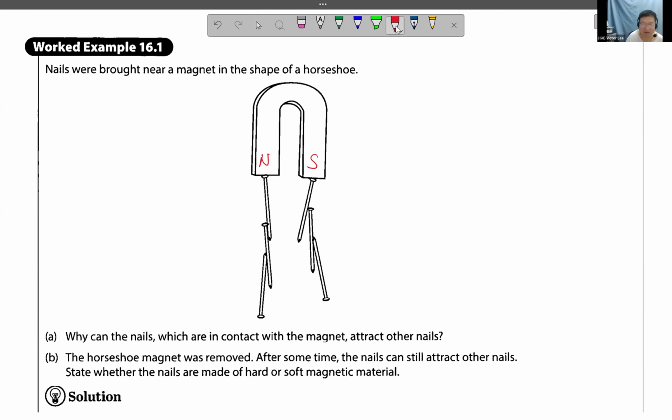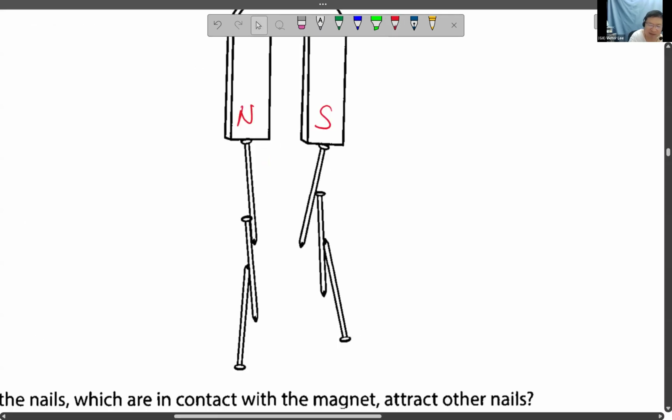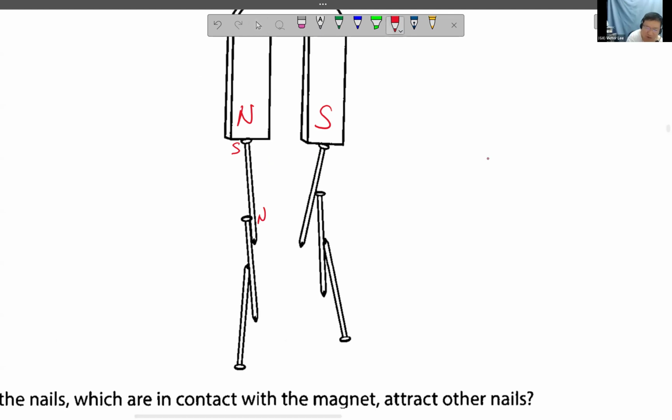Okay, why can the nails which are in contact with the magnet attract other nails? Look at this. When this iron is near to it, it will form a south pole and a north pole. Induce opposite pole and then it attracts. Here induces opposite pole, a north pole and a south pole, and then it attracts. Am I right?